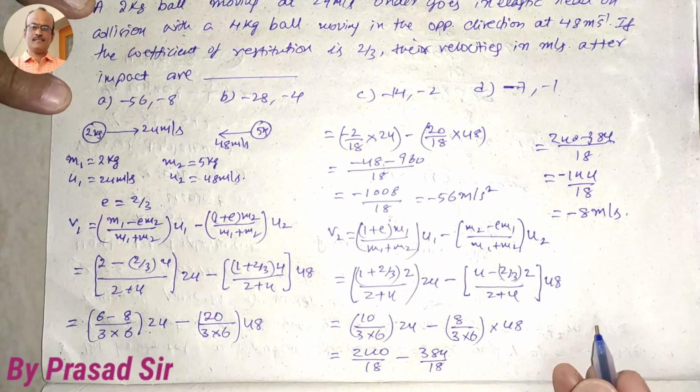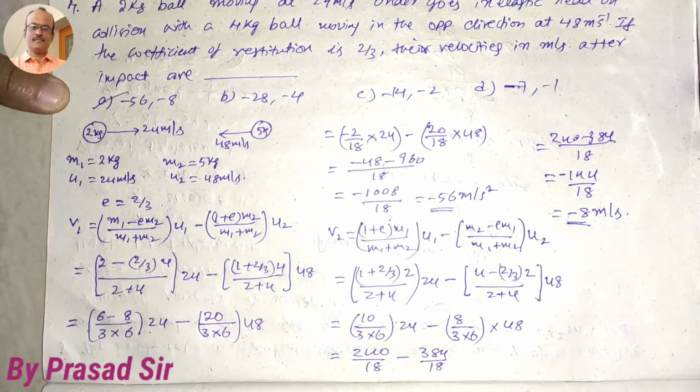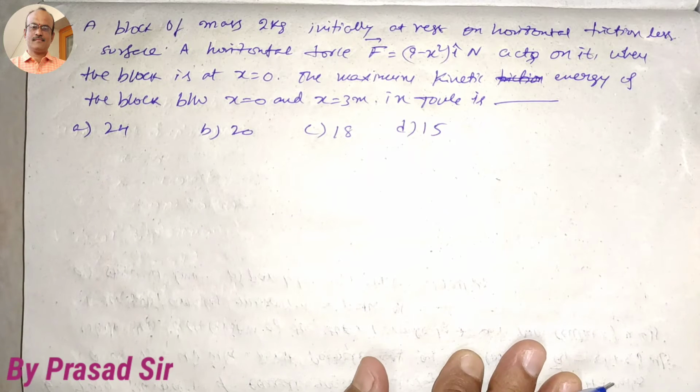So which option is correct here? Minus 56 and minus 8. So option A is correct. Now the question number 5.